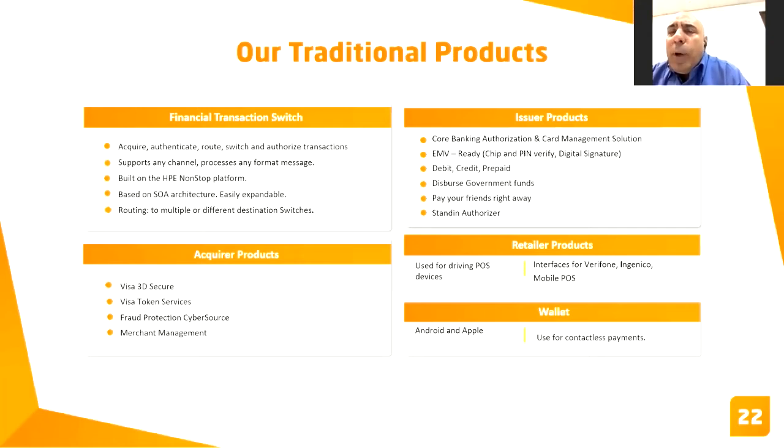Let's talk a little bit about the acquirer products. On the acquirer side, we support the POS devices, mobile POS devices, and the e-commerce channels, and we've partnered with Visa for Visa products such as Visa 3D Secure and Visa token services. So in our wallet, if we want to store the card, we do not store the card in the clear. Instead, we store a token, and this token is subsequently used. That allows us to protect the card information and prevents the card information from being stored in the mobile wallet.